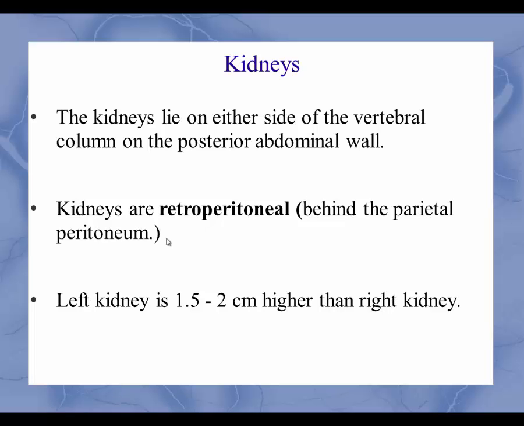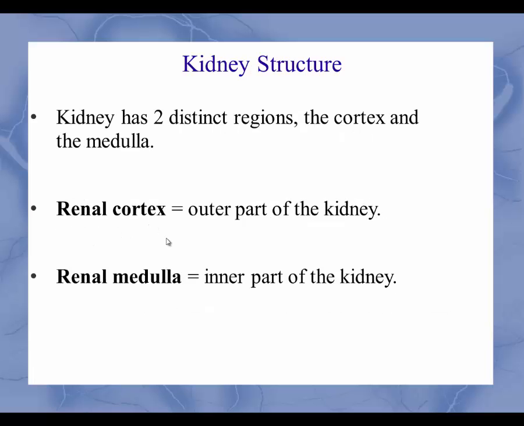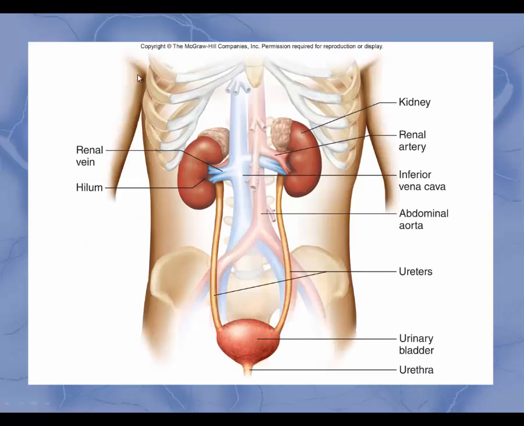The left kidney is about 2 centimeters higher than the right kidney, because the liver is squished down on the right side. See the height difference here. That one's a little bit higher than this one, because you have the liver sitting right above it, which squishes it down.